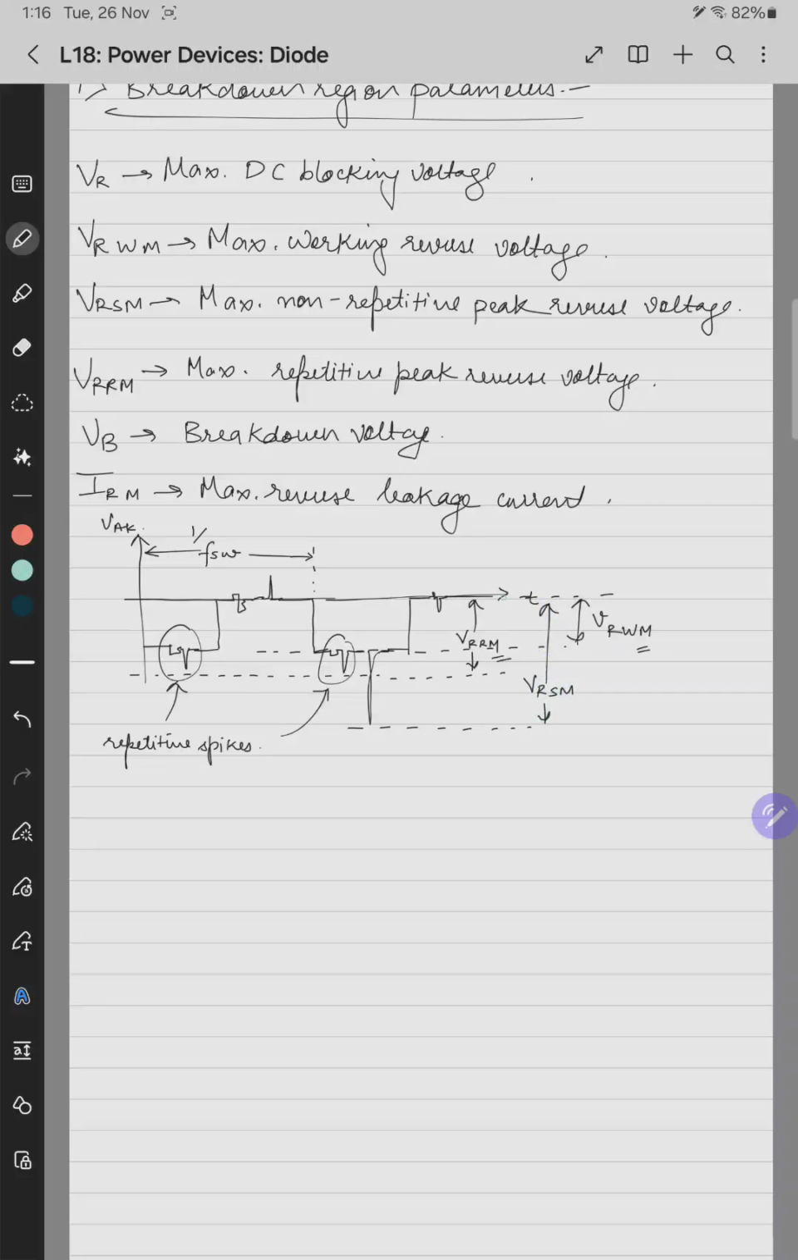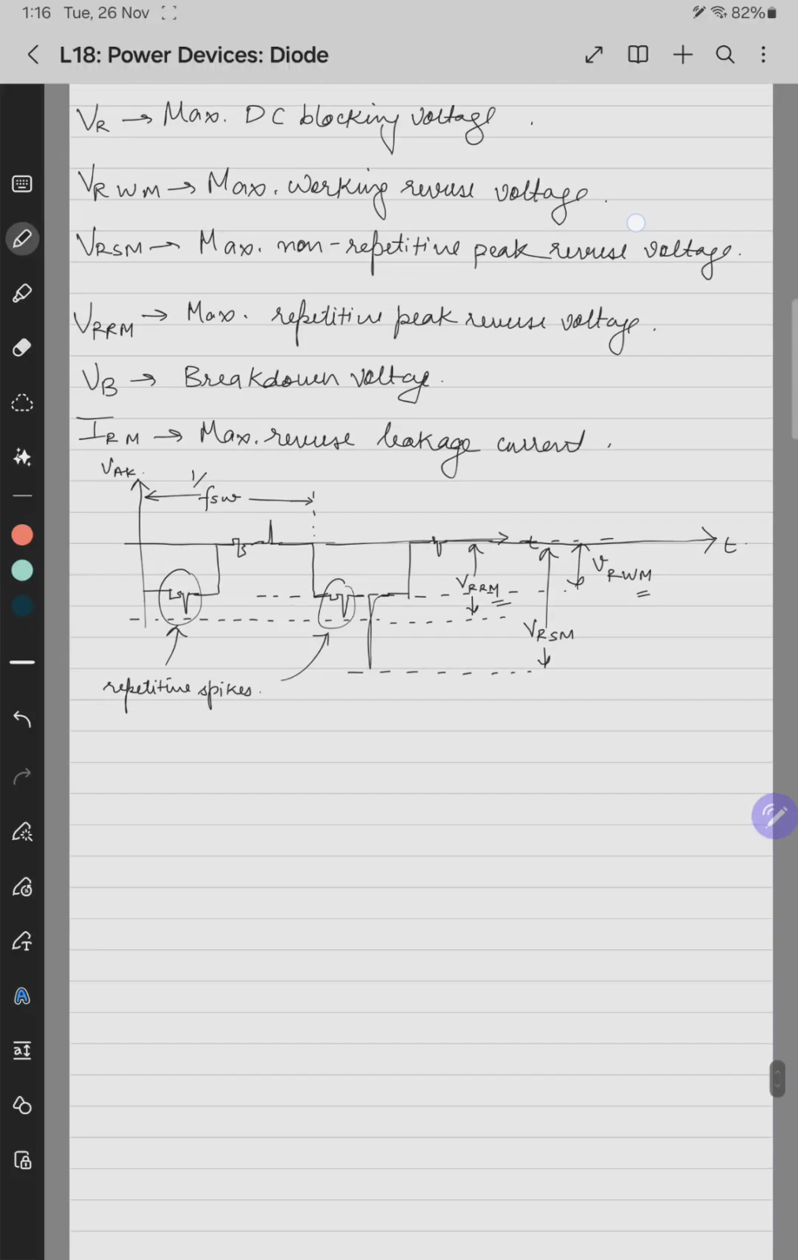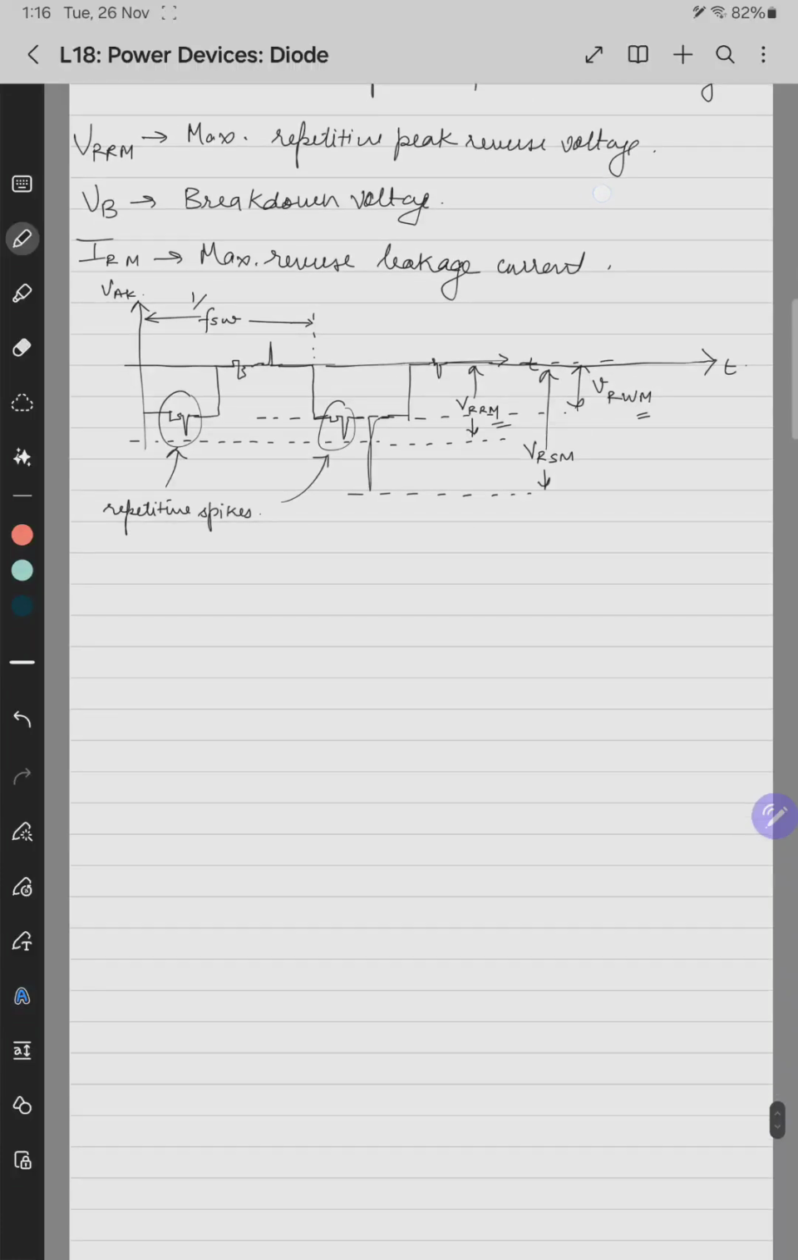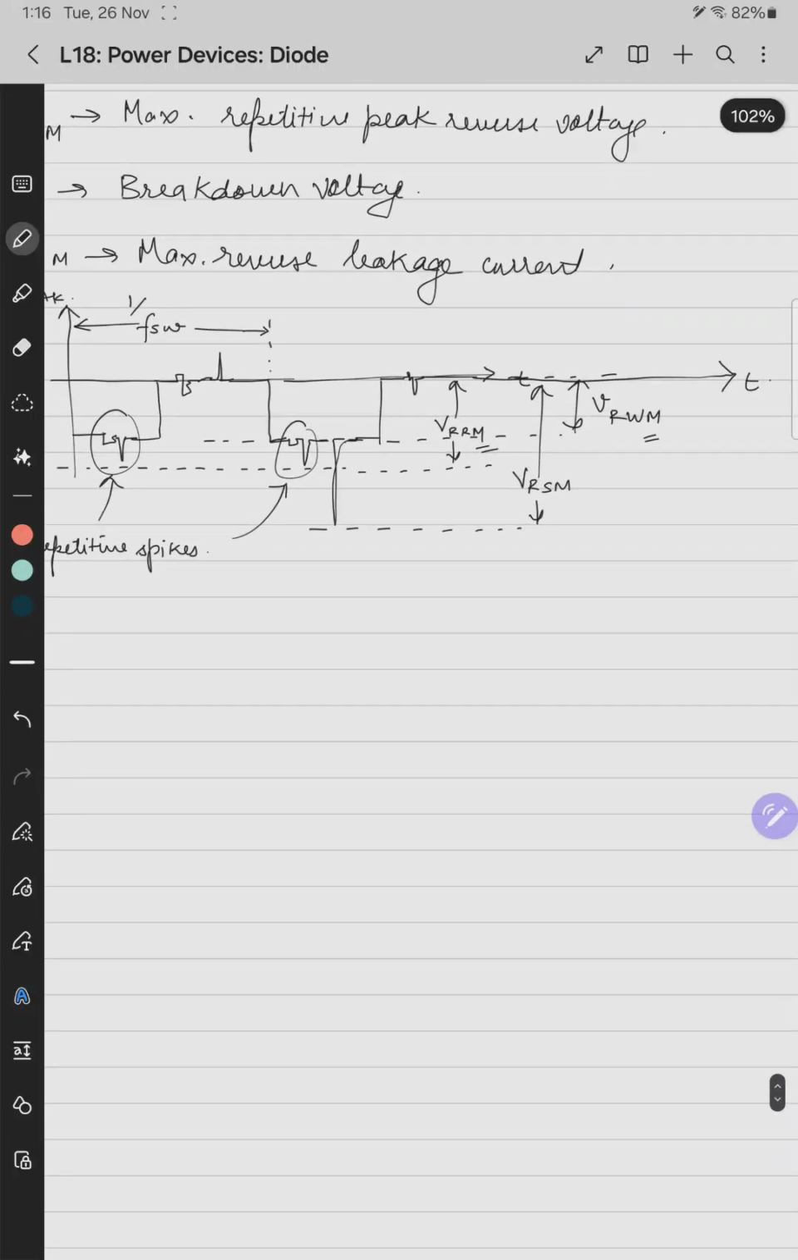From here to here. Let's draw it like this. So basically it goes on repetitive. Maximum blocking DC voltage, VRWM, VRSM, VRRM. VB is a breakdown voltage. So breakdown voltage we can't plot here. And IRM is the maximum reverse leakage current. This also we can't plot here. So this is nothing but the VRRM, VRSM, VRWM.